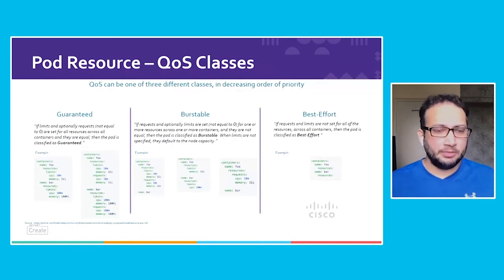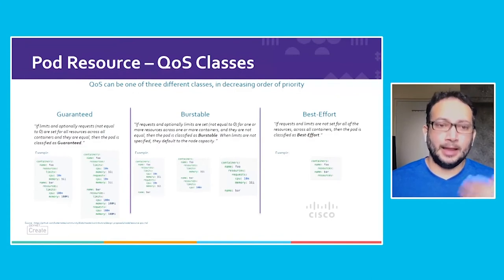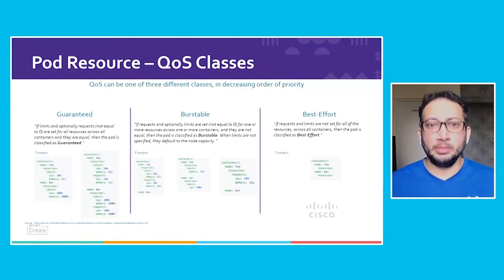So in the example that you have here, you can see the first example is when you have two containers, foo and bar, and you have the limits defined for them. This is a guaranteed pod. Similarly, you have the other example there. You have two containers, you have the limits and the requests, and the values are the same for each container. And this is, again, a guaranteed pod.